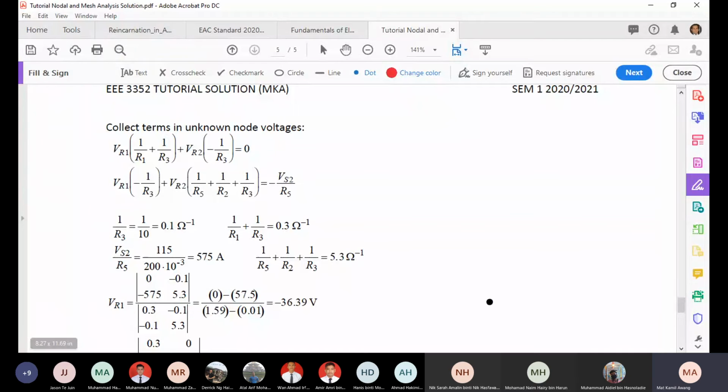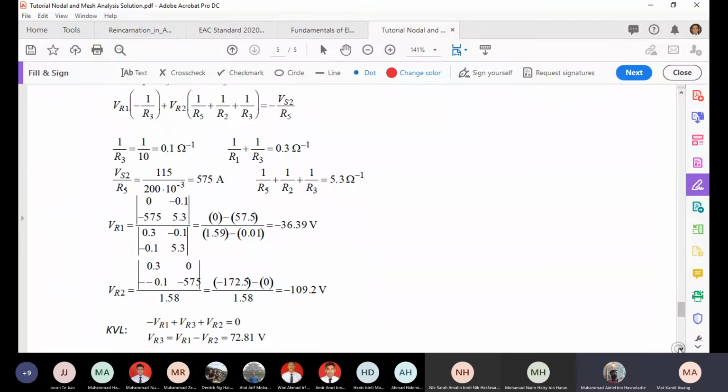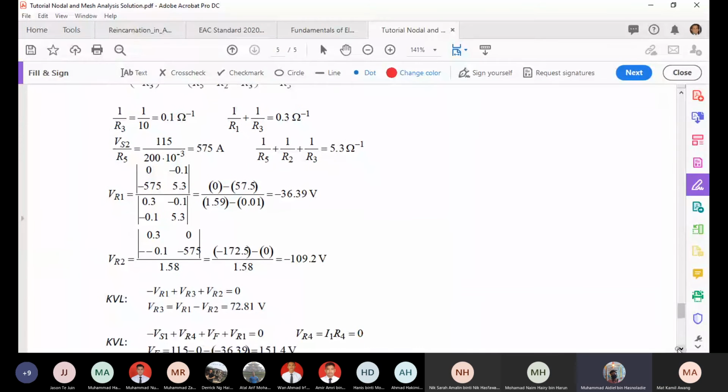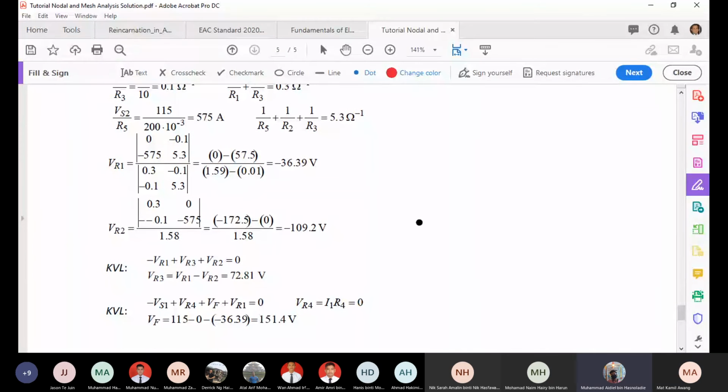So therefore, you get VR1 equal to minus 39.39 volts, and VR2 equal to minus 109.2 volts. Okay?